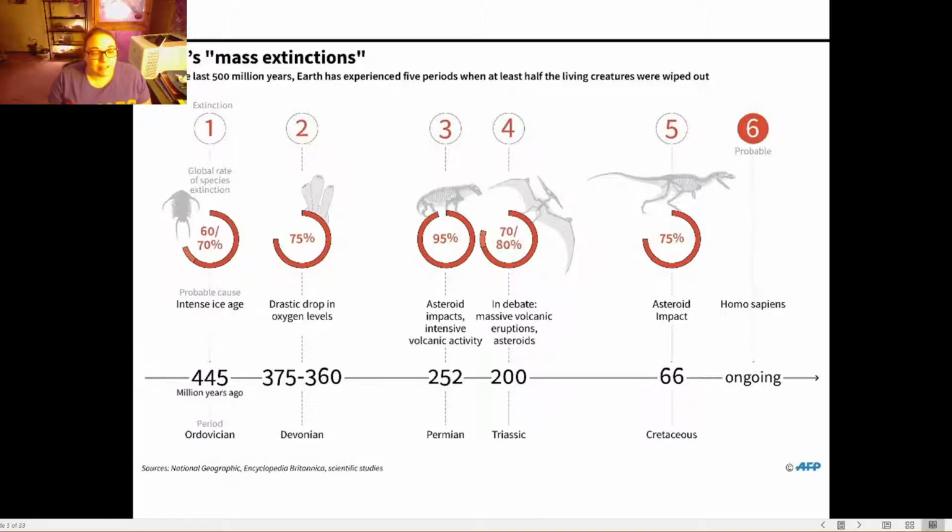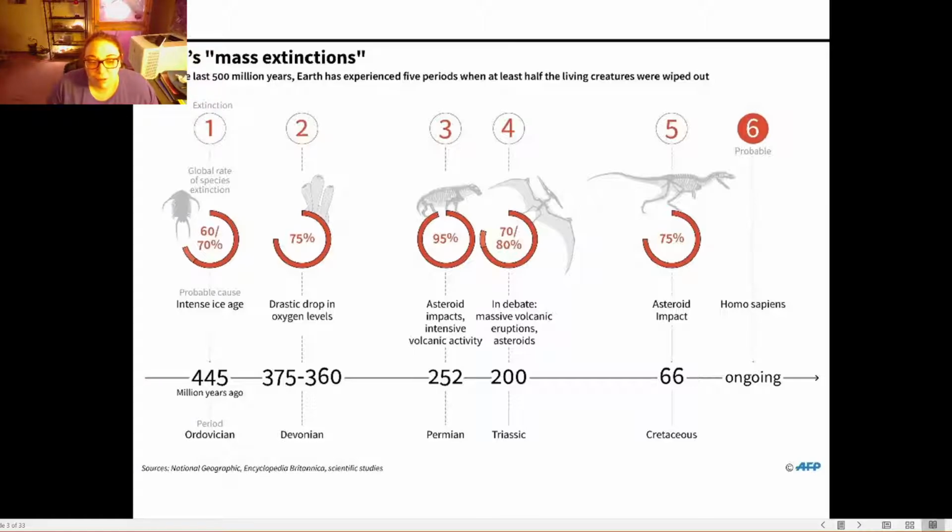So the fourth mass extinction was the Triassic-Jurassic mass extinction, and that was about 200 million years ago. Some scientists theorize that volcanic eruptions spewed tons of CO2 into the atmosphere, and that trapped heat and acidified the oceans again, and that caused a mass extinction. But other scientists think maybe it was another asteroid or comet that had impacted the Earth and caused an extinction. But for that extinction event, about 80% of life was lost.